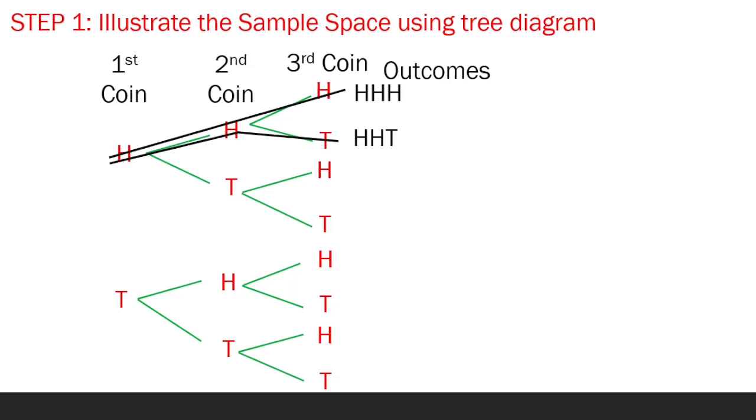Third outcome, a head, a tail, and a head. So, that is our third outcome. Fourth outcome, a head, a tail, and a tail.